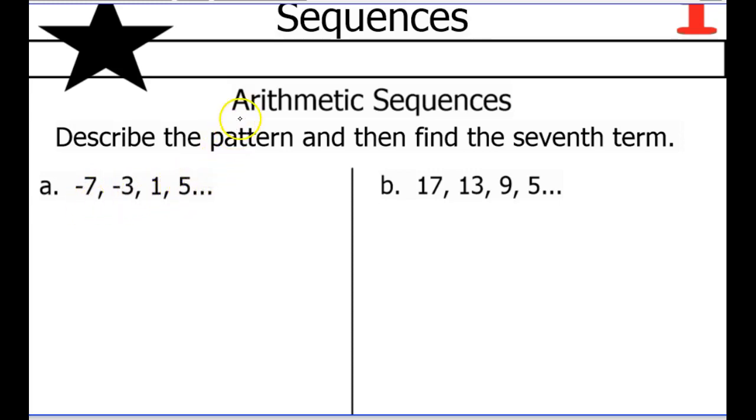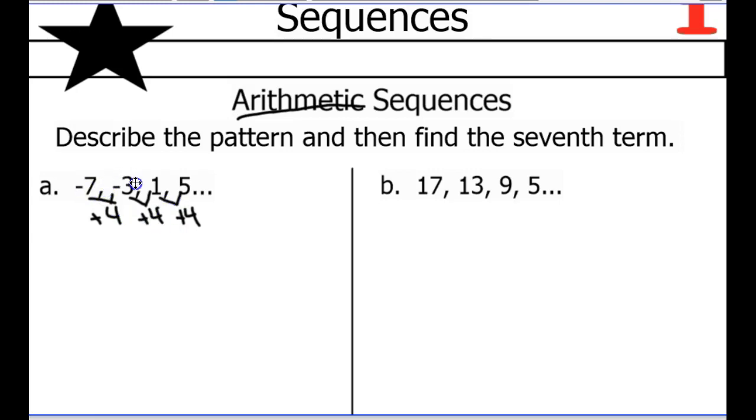what we have first. The first one, we have arithmetic sequences, so it's just going to be going up by a certain amount every time. So we go from -7 to -3. We're going up by 4. Then -3 to 1. We're still going up by 4. Then 1 to 5. We're still going up by 4. So our pattern then is adding 4 to every one.